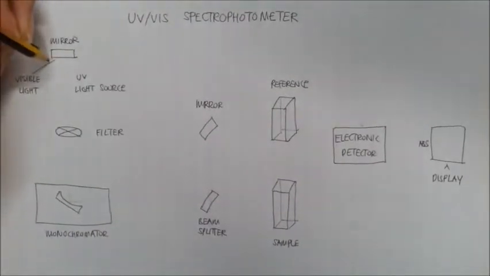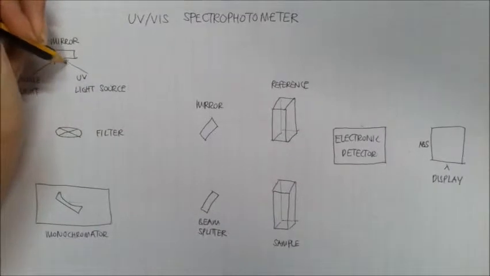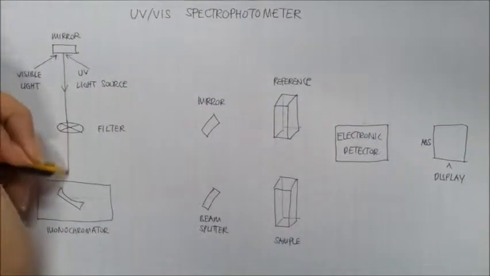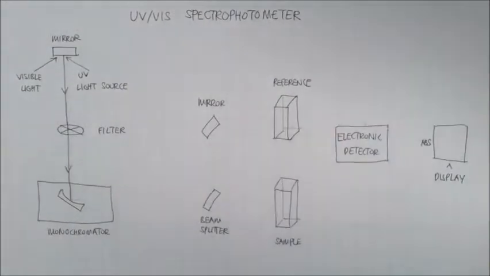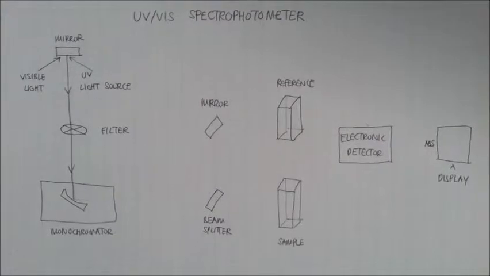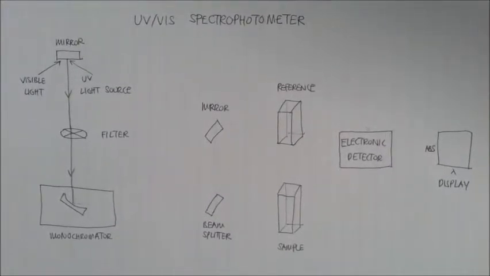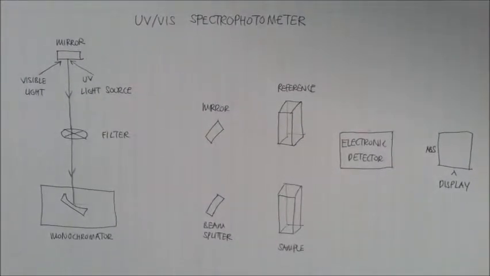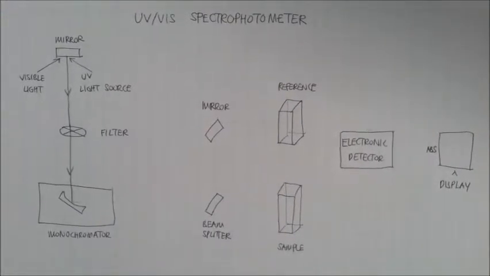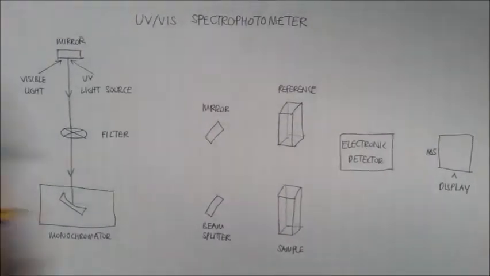A beam of light from a visible and UV light source is reflected by a mirror and is filtered before passing through the monochromator. The function of the monochromator is to separate and transmit a narrow portion of light as the input of the process. The scanning monochromator moves the diffraction grating to step through each wavelength so that its intensity may be measured as a function of wavelength.